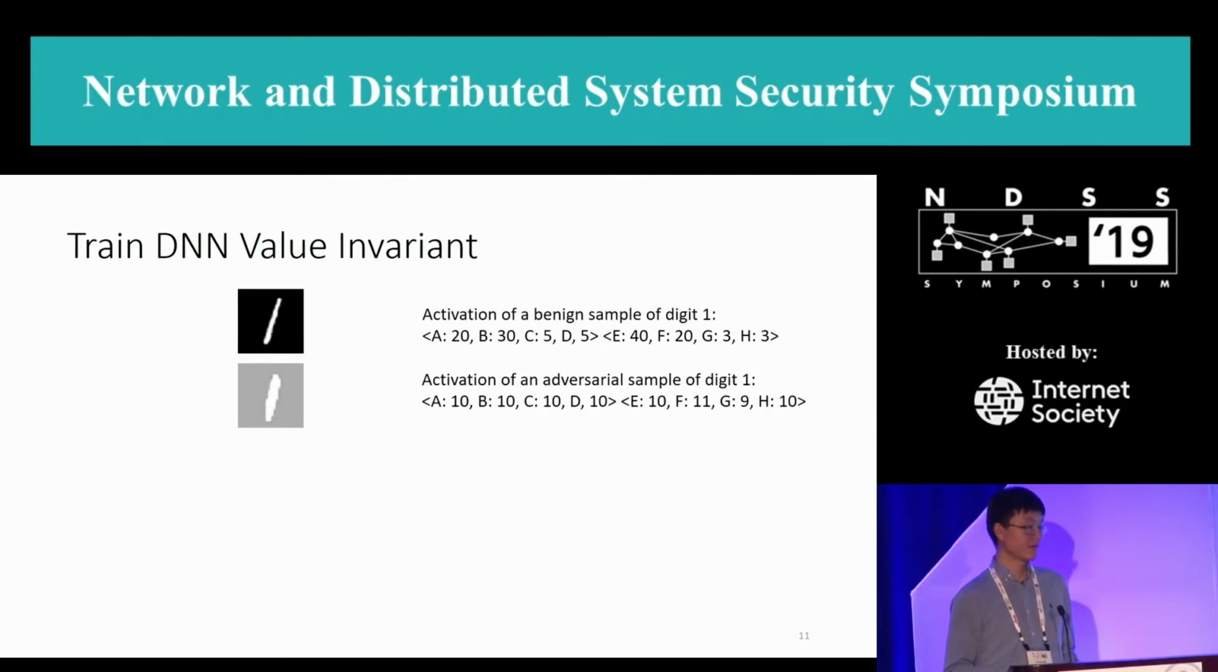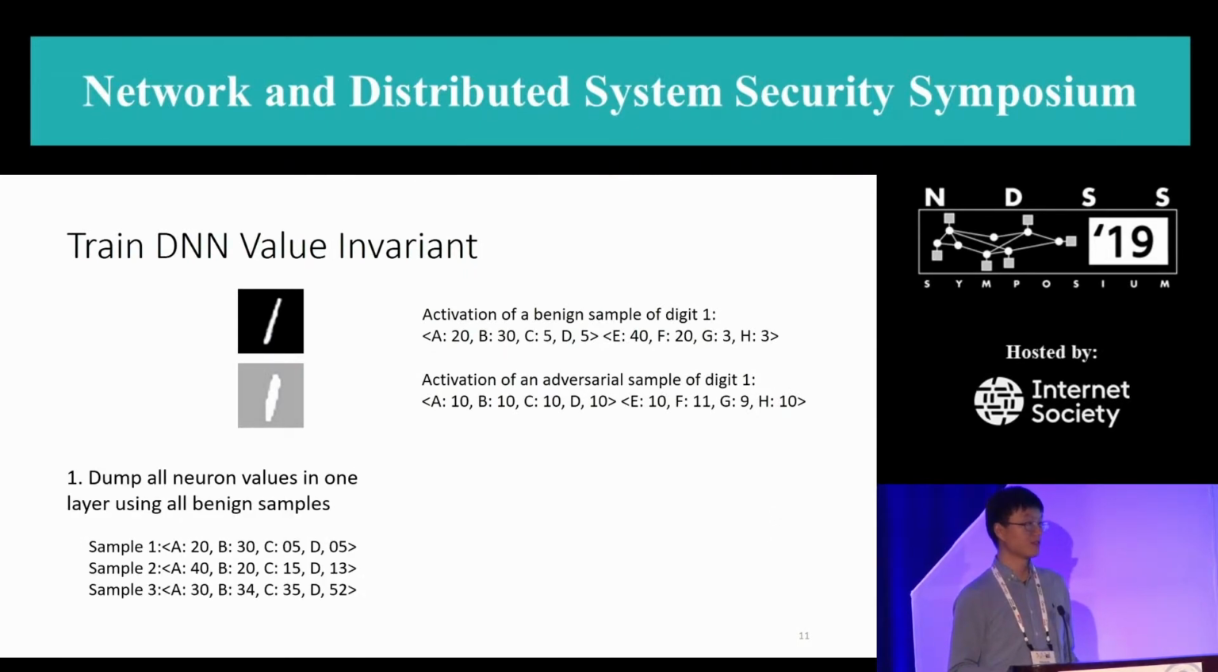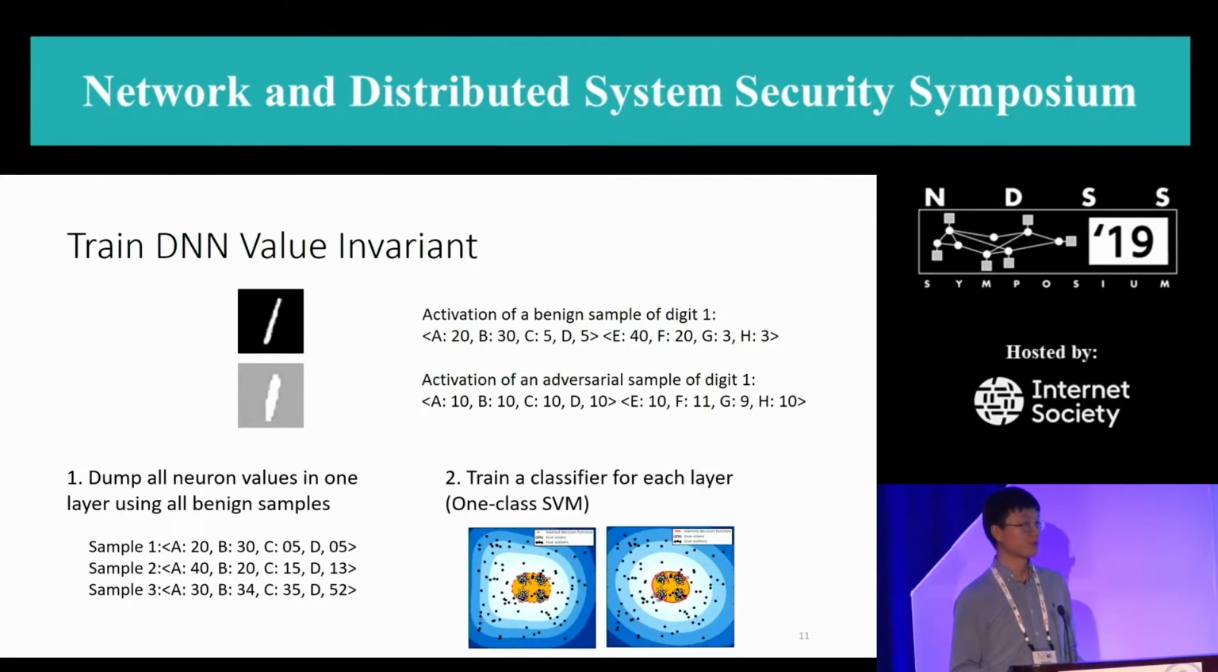To train the value invariants, it's very simple. We first just dump all the neural activation values using all the training data and the known test data, and then train a classifier. Because we don't really have the adversarial samples, we just use a one-class classifier to train them. In practice, we use a one-class SVM method.